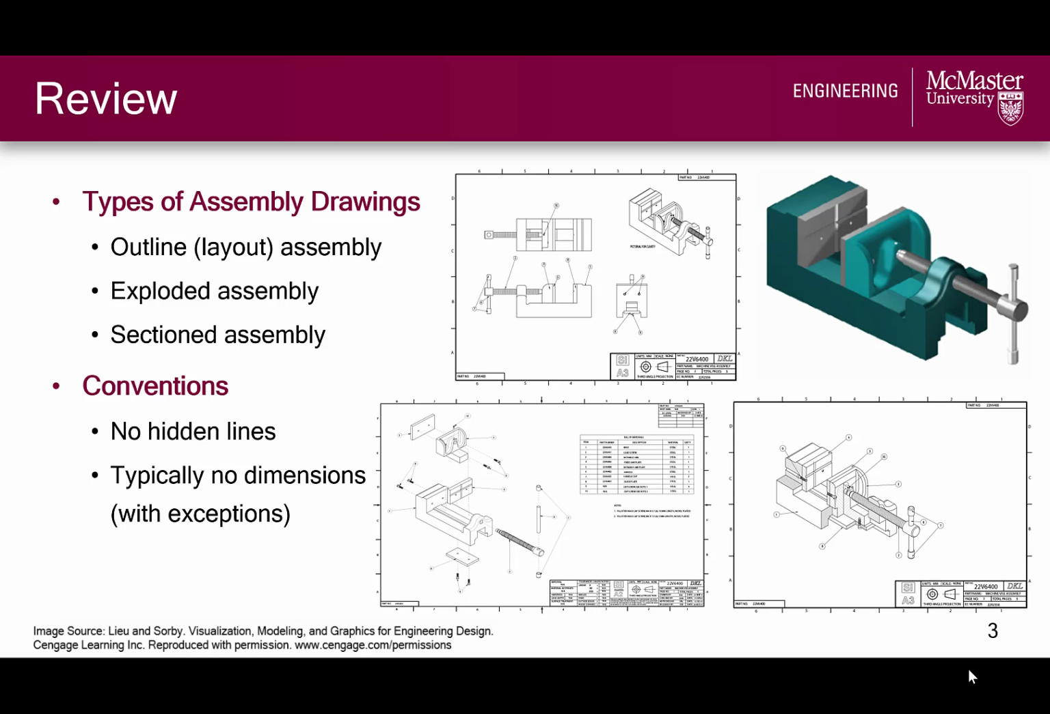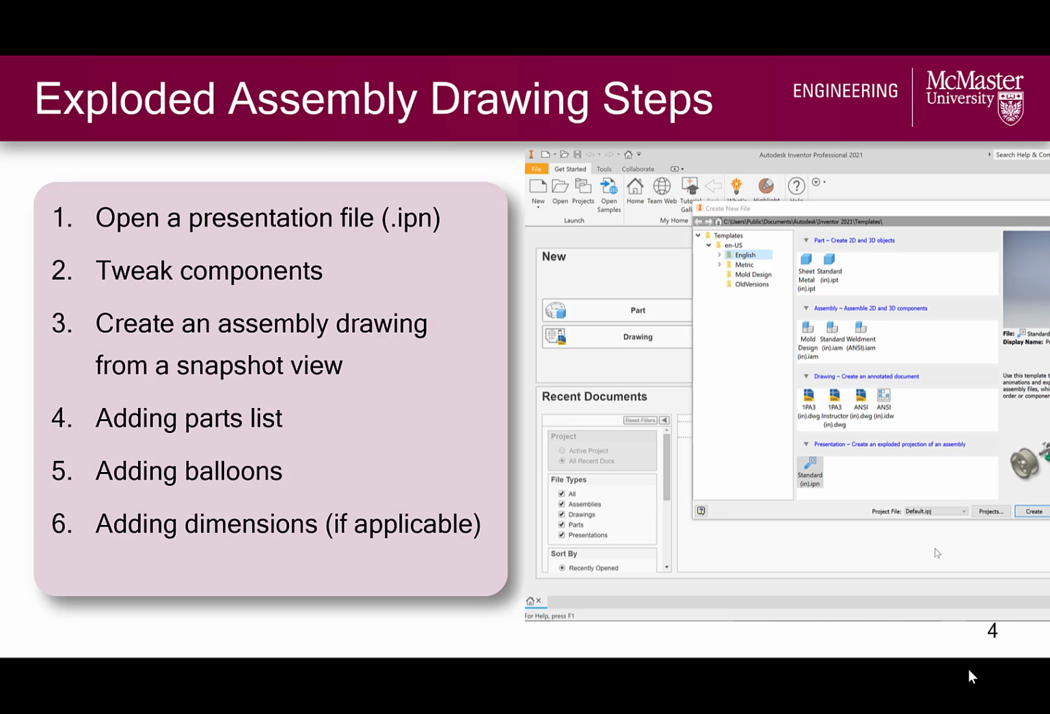In lecture video 4B, we learned about different types of assembly drawings: outline, exploded, and section assemblies and their conventions. The process of making an outline drawing of an assembly is essentially the exact same process as making an engineering drawing of a part, which we've already covered in lab video 2B. In this lab video, we will walk through the process of creating an exploded assembly drawing in Inventor, which is a little different. The steps that we will follow to make an exploded view assembly drawing are as follows.